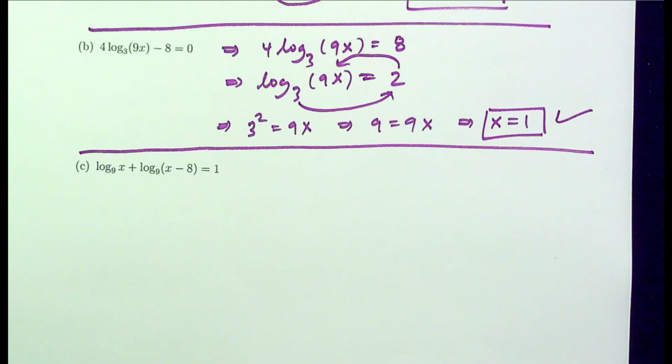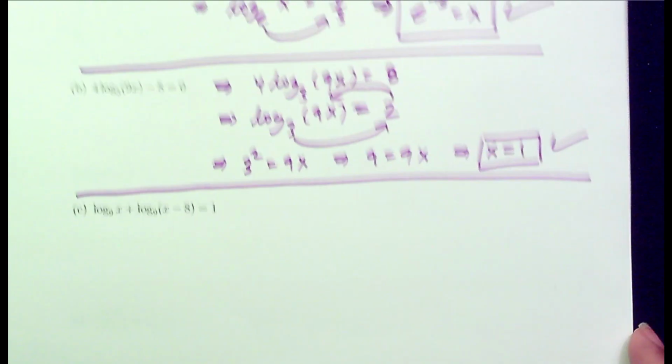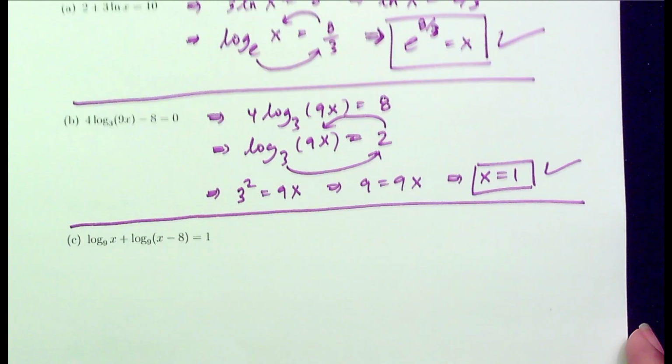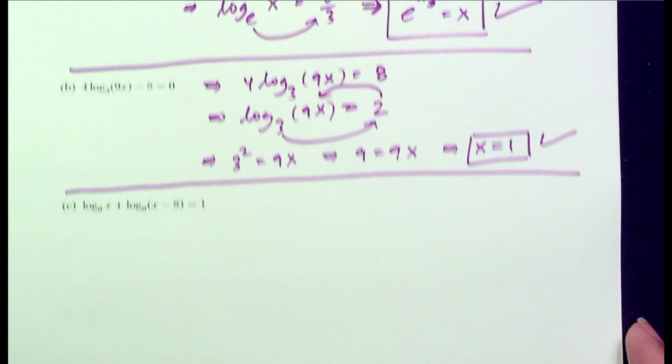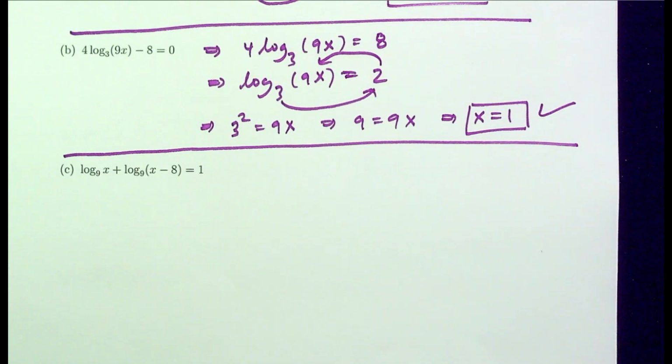Okay, the last two are slightly more complicated because we now have two logarithms, but not by a whole lot. We have two logarithms, however, we now know how to condense logarithms. So if you have multiple logarithms, you can just condense them into a single one.